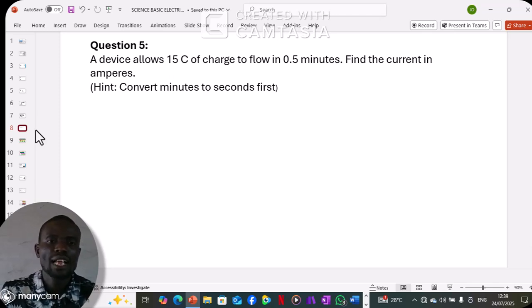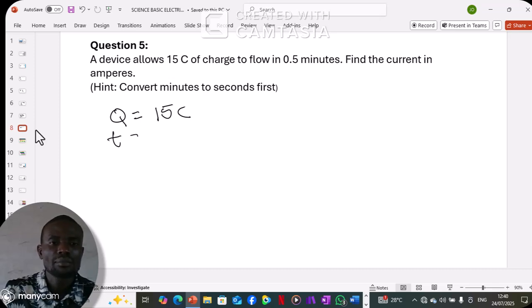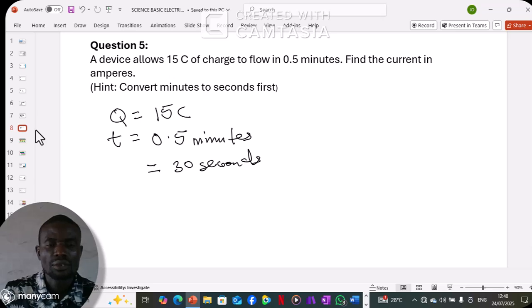So let's start. A device allows 15 coulombs. So you are given the charge. Q equals 15 coulombs. That is the quantity of charge. Then time is 0.5 minutes, which is equal to 30 seconds. So 0.5, half a minute, is 30 seconds. Then we are now to calculate the current.